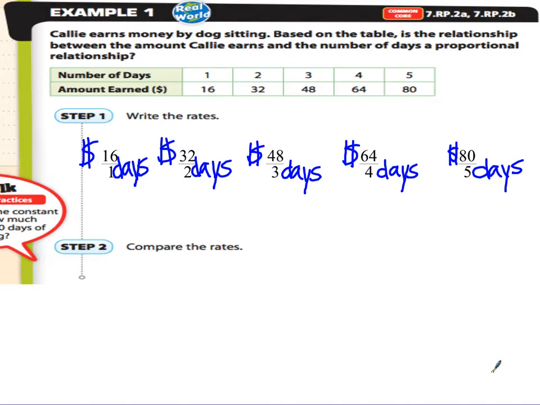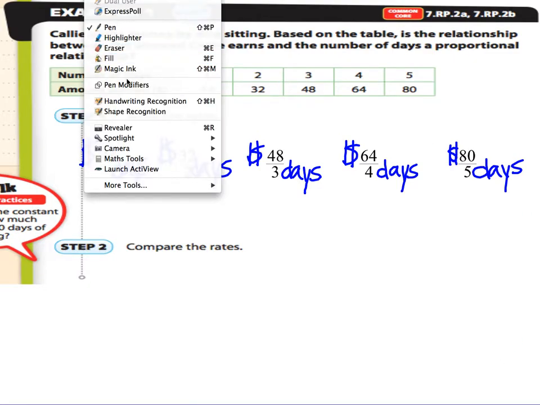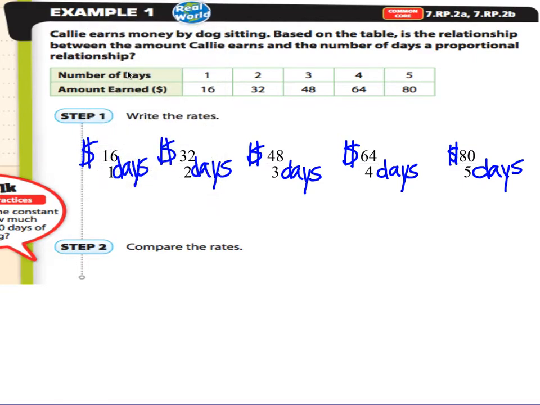So just as we did before, we're going to take a look at those rates and reduce them. We're going to take a look at their unit rates. So here, if I take 16 over 1 and I reduce it, I find that it has a unit rate of $16 per day. Here, if I take 32 over 2 days, so I divide it by 2, I get $16 per day.